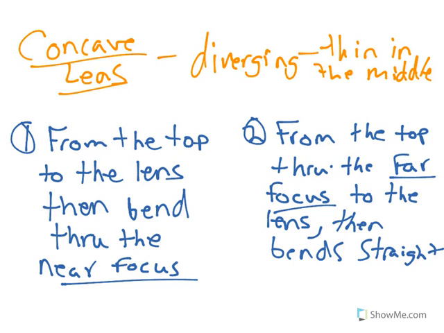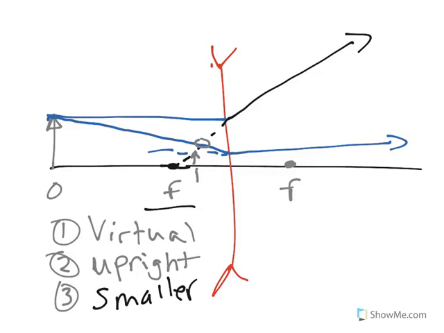Alright, from the top to the lens, then bends through the focus. From the top through the far focus to the lens. And remember that the near focus is the one that is closest to the object, and the far focus is the one that is farther from the object.